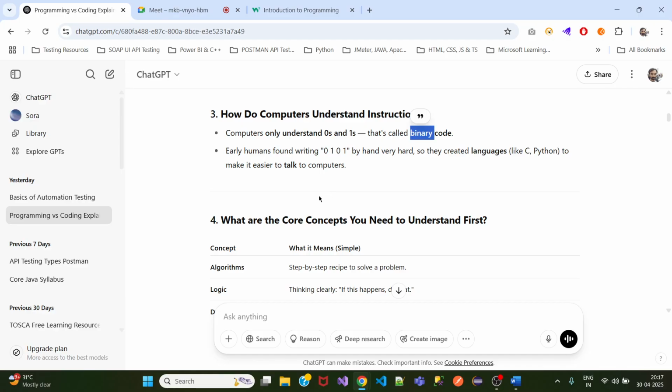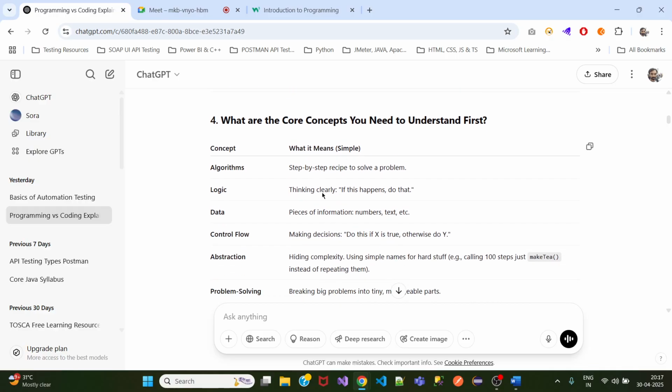And what are the core concepts you need to know? This is what I was talking about. Why do we need these core concepts? Because once you know the algorithm, then you can write the logic. When you're writing this logic, that is where you will be using the data, which might be numbers, text, boolean, anything. Then the control flow, we will come to this when we talk about programming: if else and loops and all those things, and abstraction, problem solving.